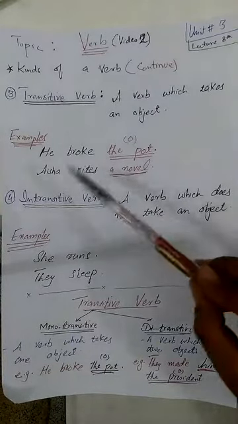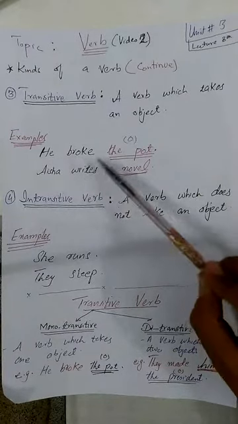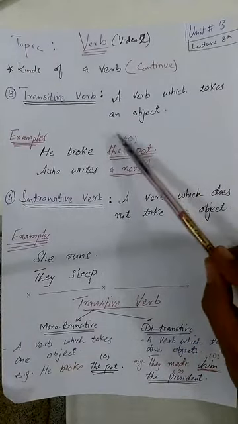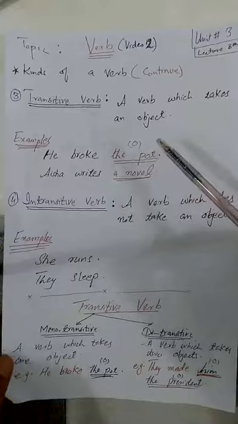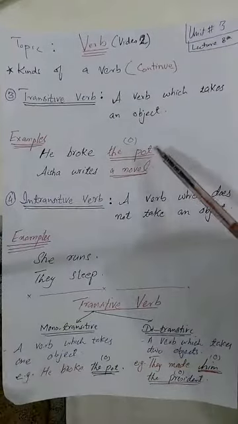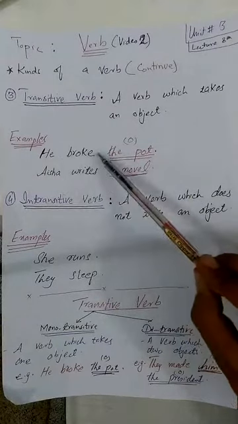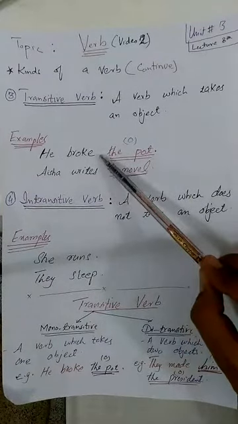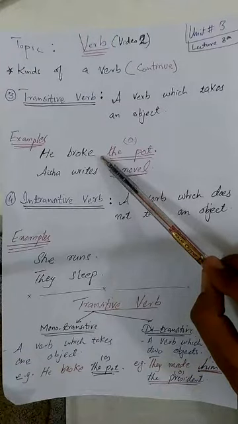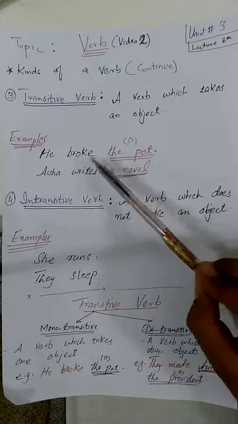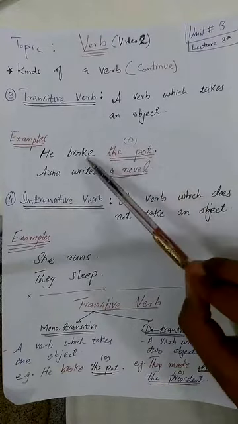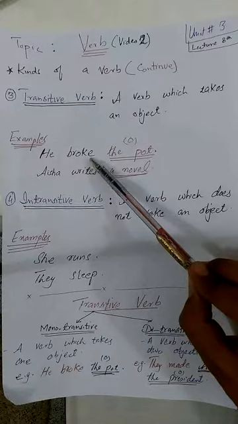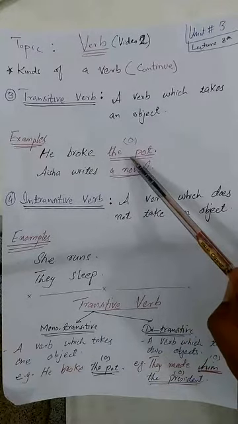Here I have given you an example. He broke the pot. In this sentence, the pot is an object. Suppose you remove this and put a full stop here: he broke. Now the reader, the audience, would ask, what? What did he break? So without this object, the meaning is incomplete. That is why it is called a transitive verb, because it needs an object to complete the meaning.